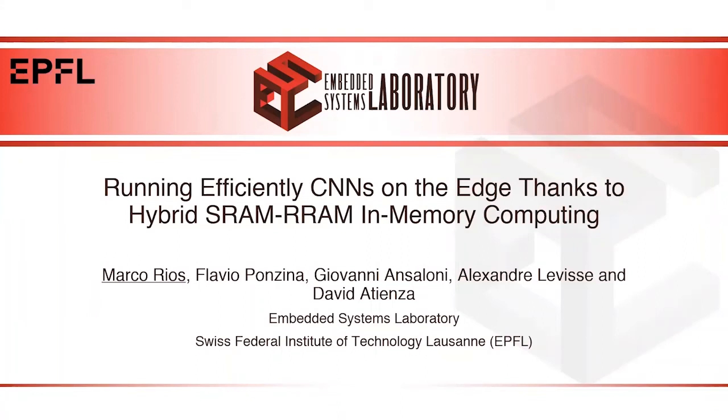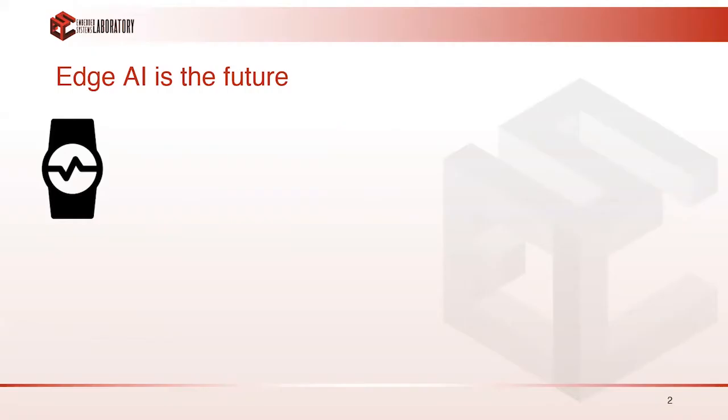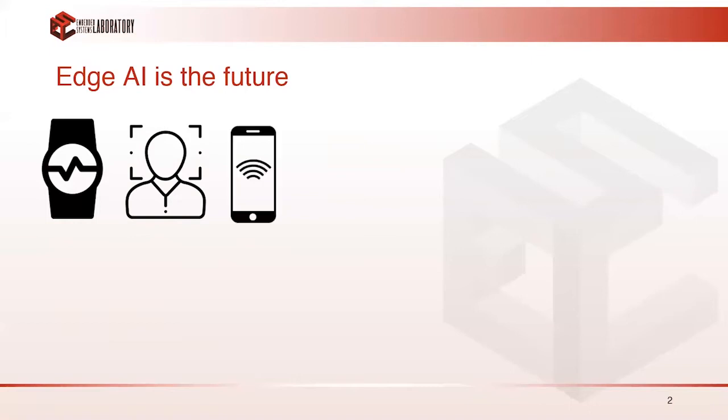I am Marco Antonio Rios and I will present my work, running efficiently CNNs on the edge thanks to hybrid SRAM and RRAM in-memory computing. Edge artificial intelligence, or edge AI, is a deployment of artificial intelligence algorithms on edge devices. As examples, wearable health monitoring systems that use artificial intelligence, facial recognition on smartphones or security cameras. They use convolutional neural networks, a very data-intensive kind of application, augmented reality, and so on.